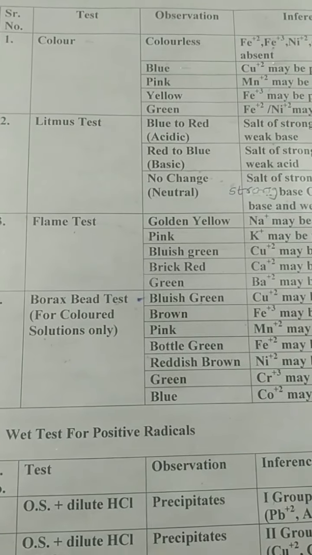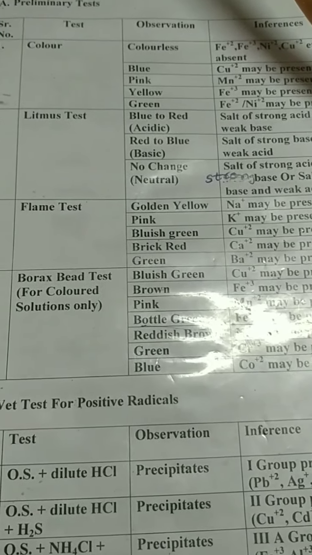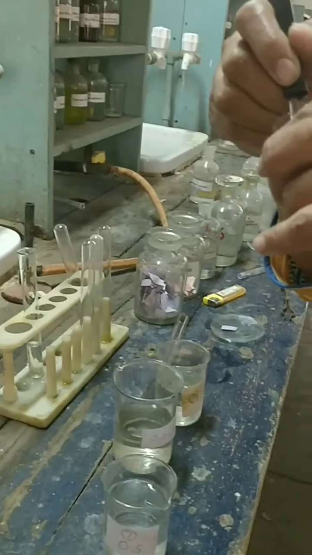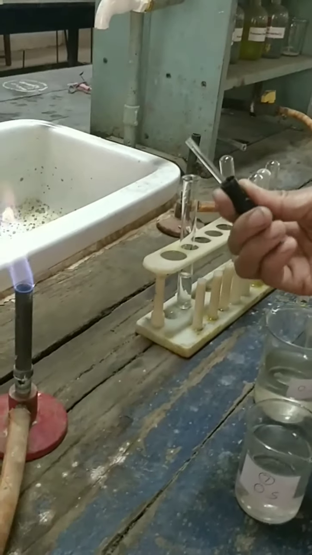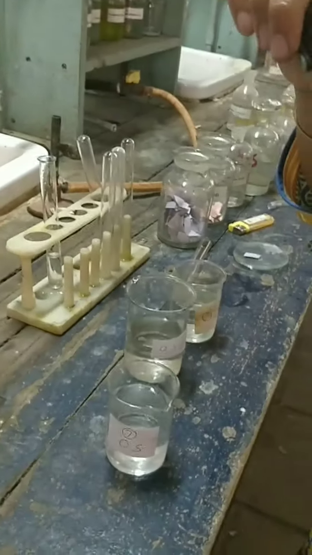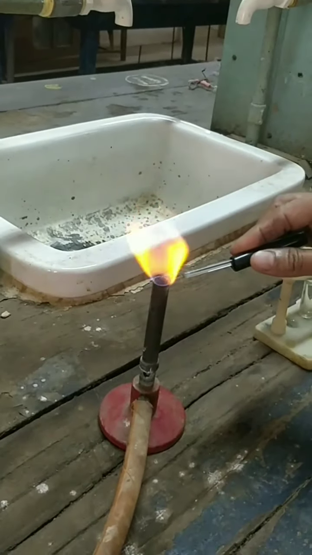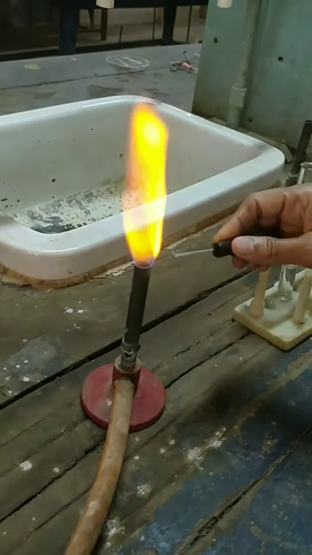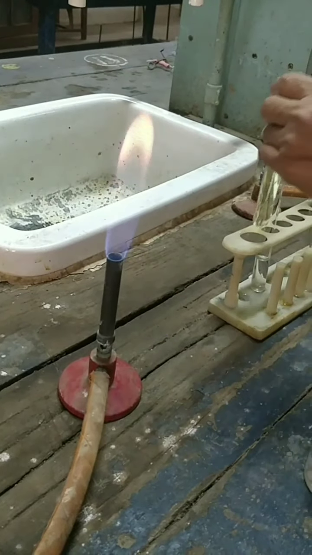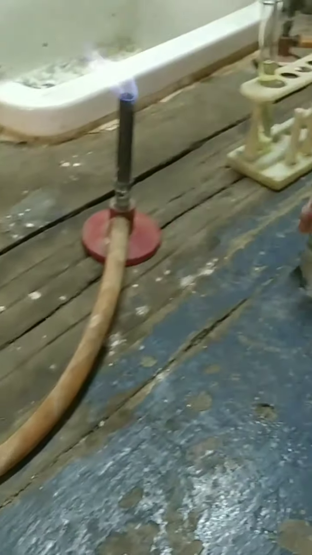Now we will do the third test, that is flame test. For this we need platinum wire. Before doing this flame test we need to clean this wire. For cleaning you will dip this wire into concentrated HCl and you will heat it continuously. Then we will perform the flame test.